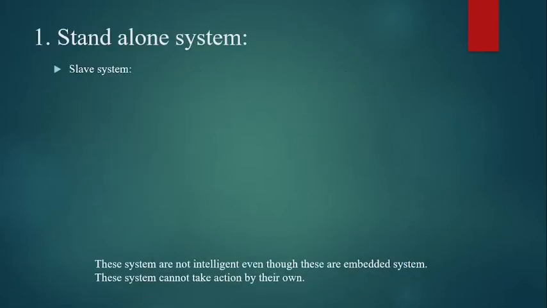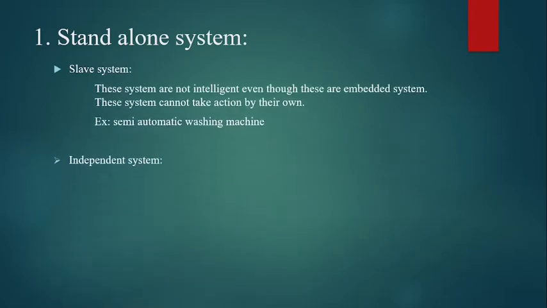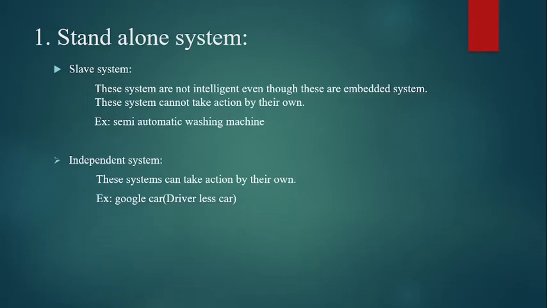Next, standalone system. In standalone systems, there are 2 types: slave system and independent system. Slave systems are not intelligent even though they are embedded systems. These systems cannot take action on their own. Example of a slave system: semi-automatic washing machine. Independent systems can take action on their own. Example, Google car.